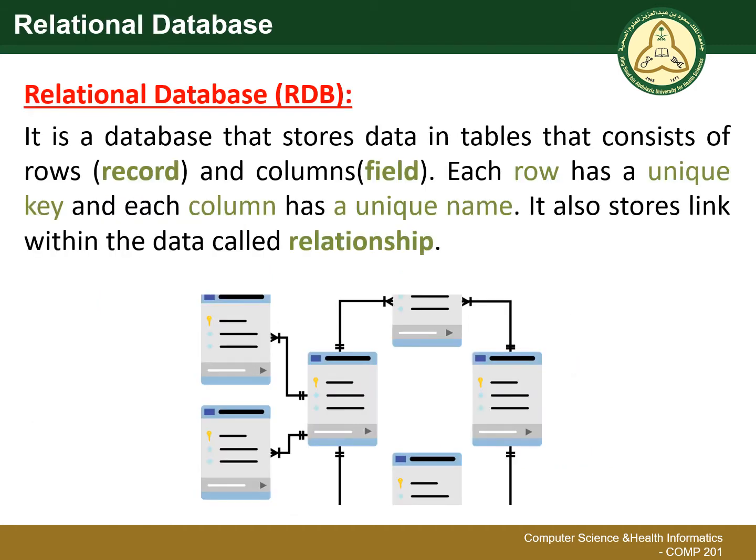In the relational database model, the data is organized in two-dimensional tables, and the relationship is maintained by storing a common field. The table consists of rows or records and columns or fields. Each row has a unique key, and each column has a unique name.